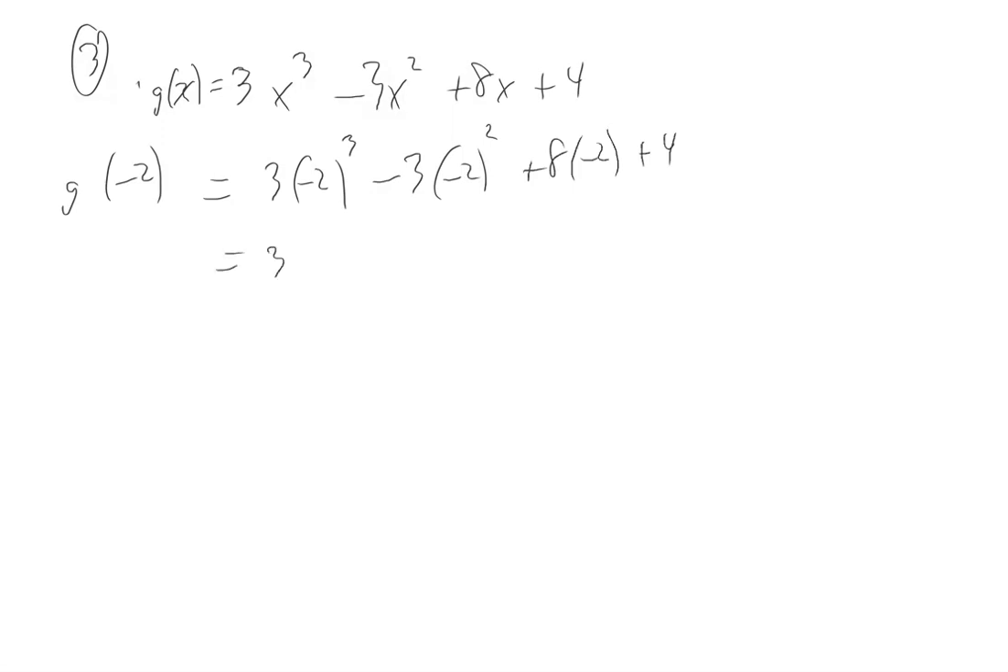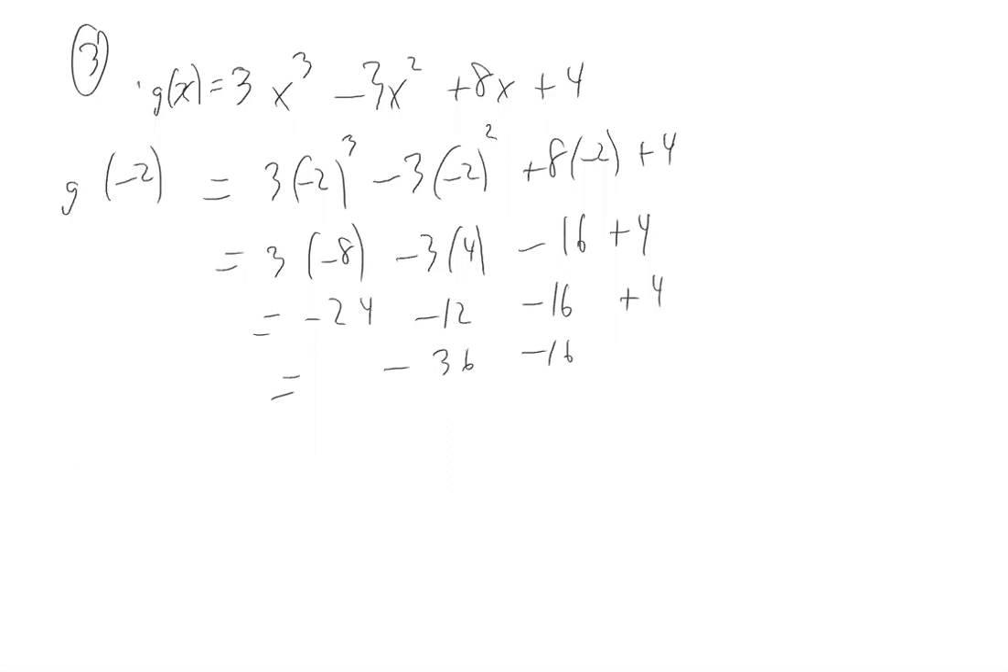And then negative 2 to the third power is negative 8. Negative 2 squared is positive 4. 8 times negative 2 is negative 16. Then you keep going. You get negative 24 minus 12 minus 16 plus 4. So negative 24 minus 12 is negative 36 minus 16 plus 4. So negative 16 plus 4 is negative 12. And negative 36 minus 12 equals negative 48.